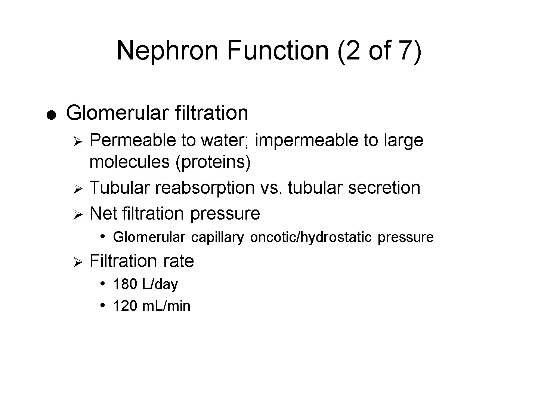Glomerular filtration is a selective process that allows water and small molecules to pass while retaining proteins and cells. Tubular reabsorption and secretion occur in tandem to fine-tune the filtrate. Net filtration pressure is determined by a balance between glomerular hydrostatic and oncotic pressures. The kidneys filter about 180 liters of plasma daily, resulting in an average output of 120 milliliters per minute.